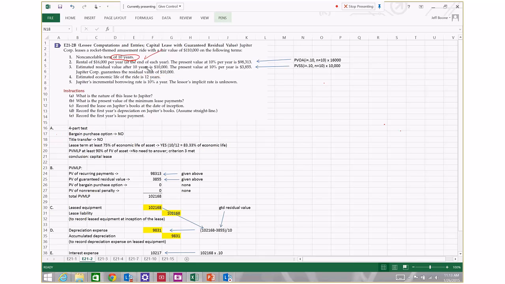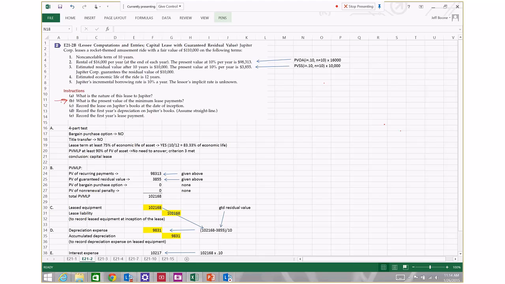Okay, so the answer to part A of the question, what is the nature of this lease to Jupiter? Well, the nature of the lease to Jupiter is it's a capital lease. Okay, so part B of the problem asks us to calculate the present value of the minimum lease payments.